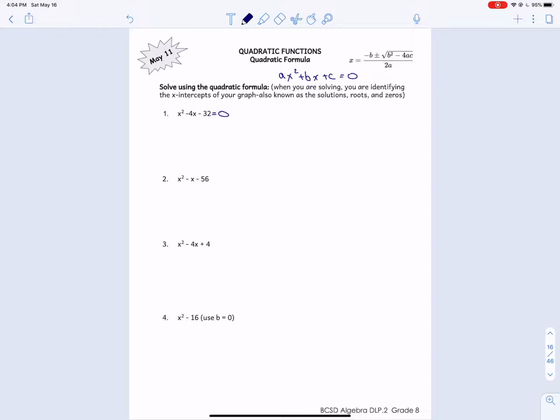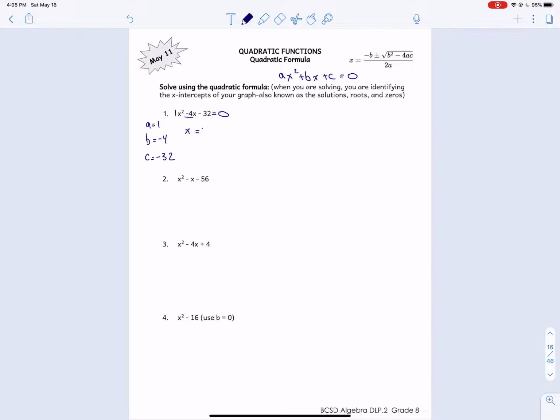So the coefficient of x squared in this case is a 1. So a is 1, b is -4. So make sure we include the sign. So that's the number in front of x. So that's -4. And then c is also a negative, so it's -32. And then it's just a matter of plugging in those numbers.